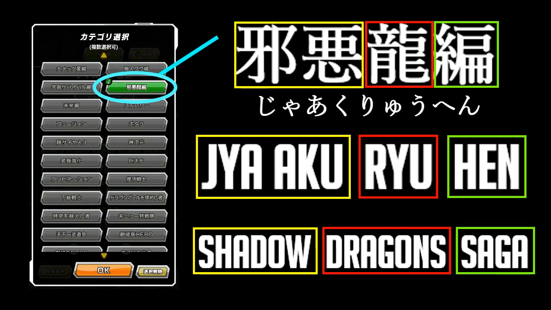All right, the next one is going to be Jaku Ryushin. So Jaku, the first two kanji letters combined, that means evil. And then the Ryu is, you guys know by now probably, also a different way of saying dragon. And then hen is the saga. So Jaku Ryushin is the evil dragon saga, or shadow dragon saga is the global translated version.